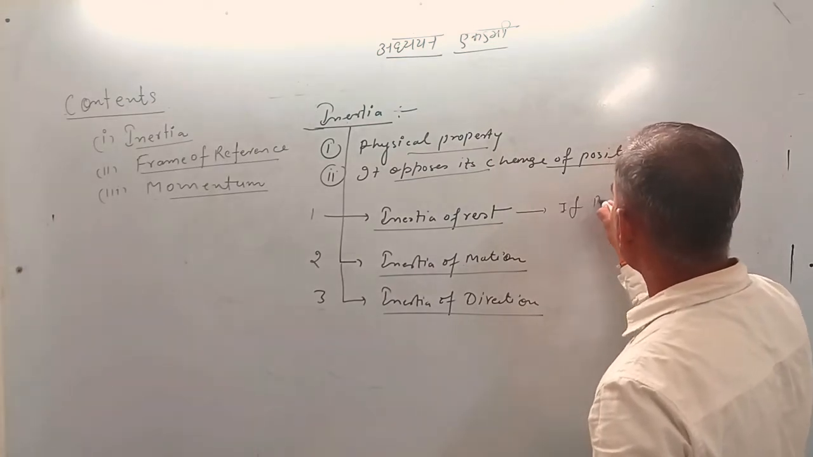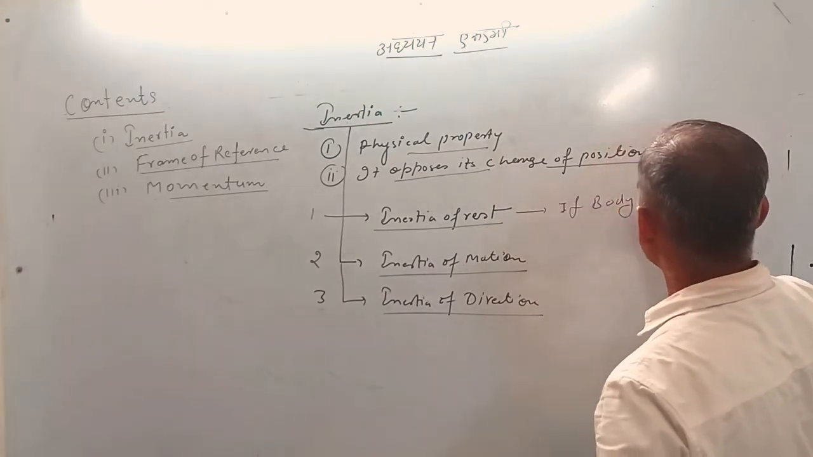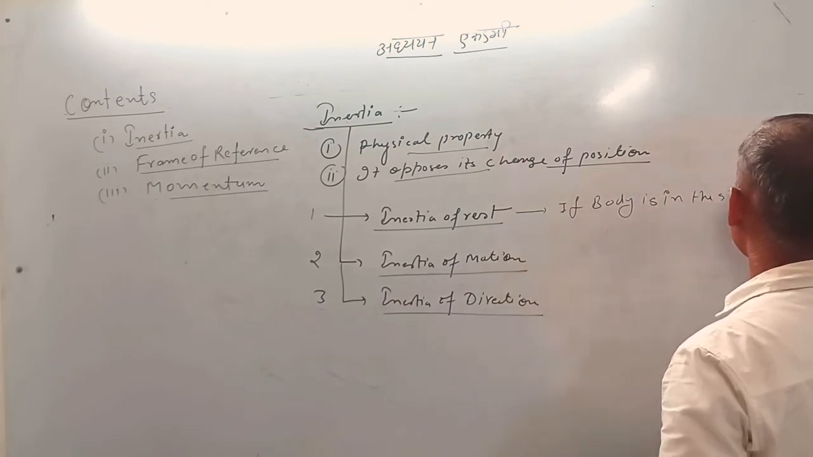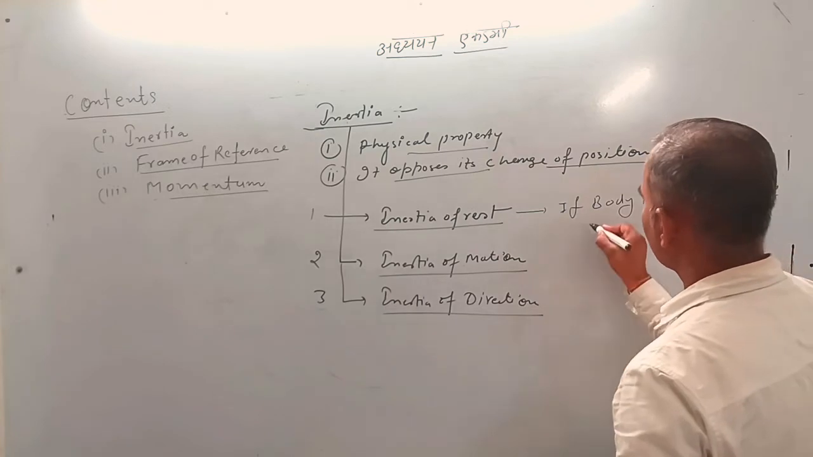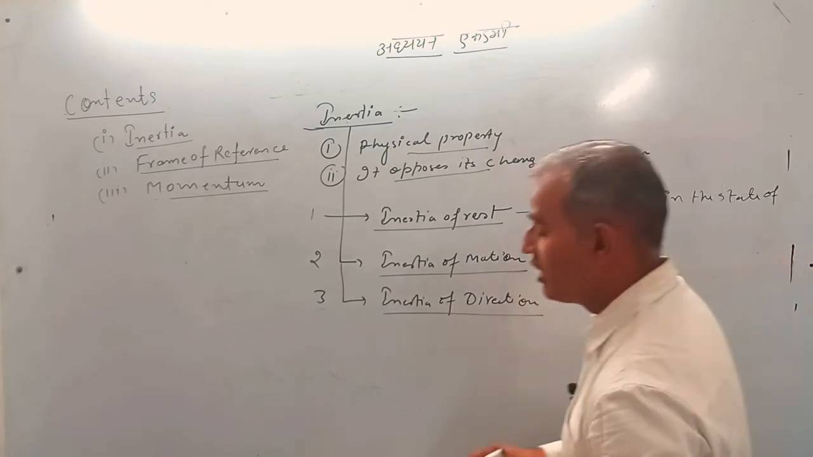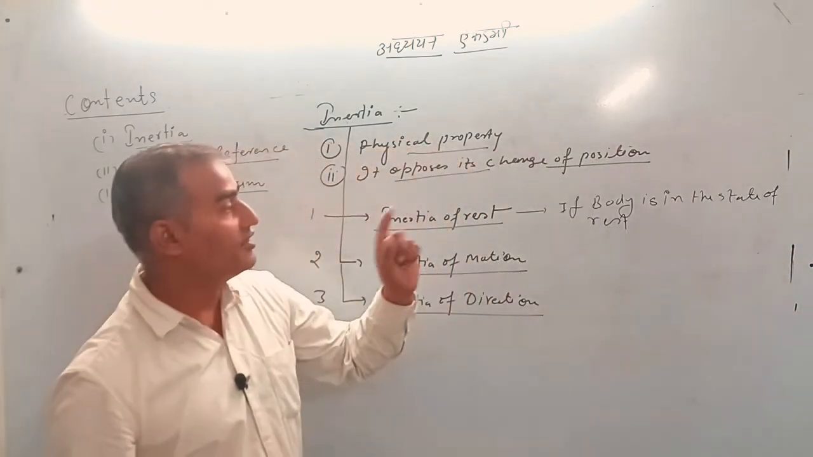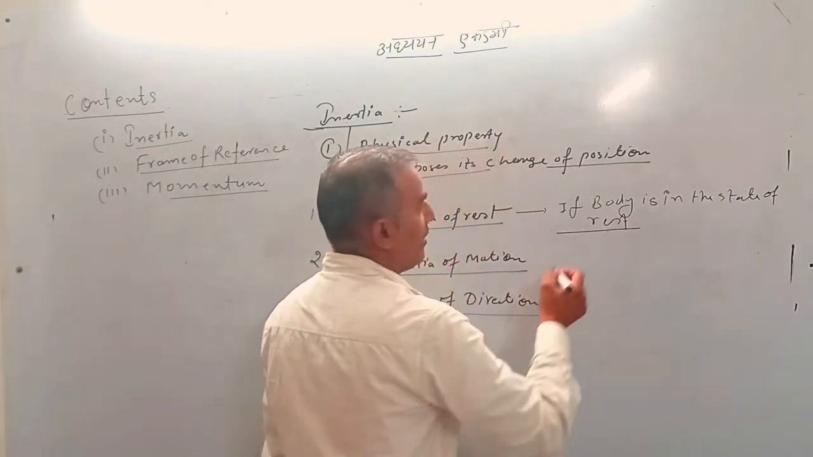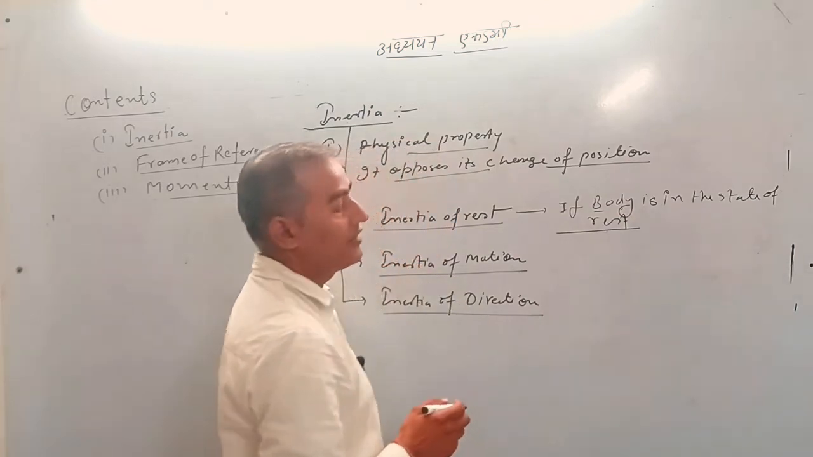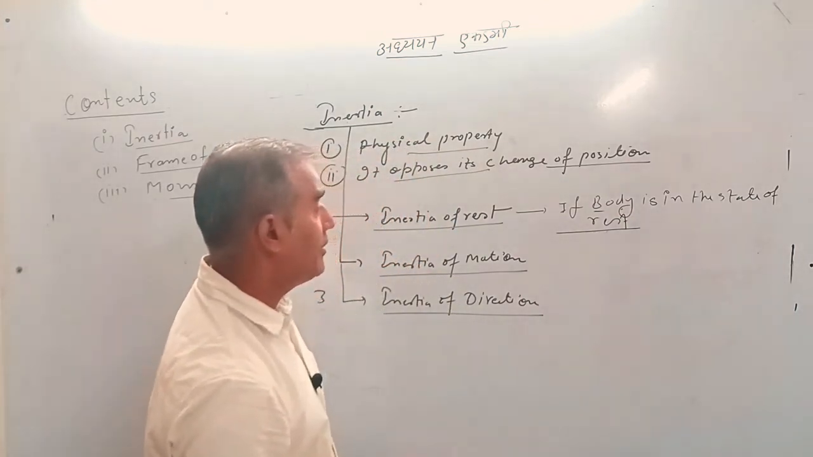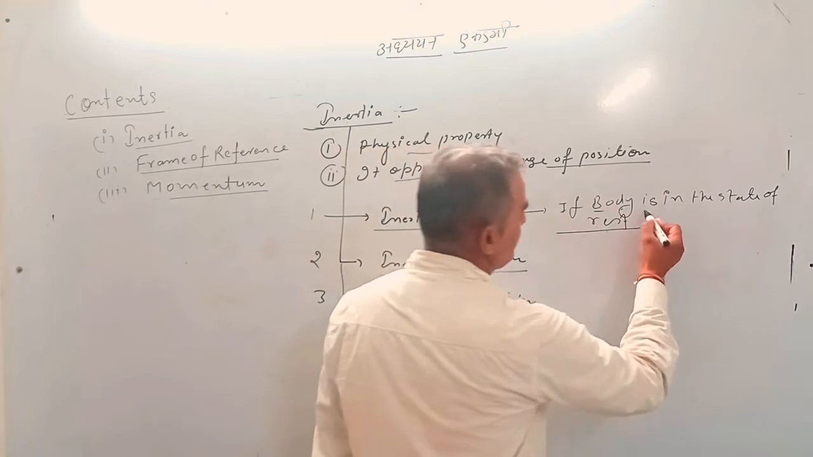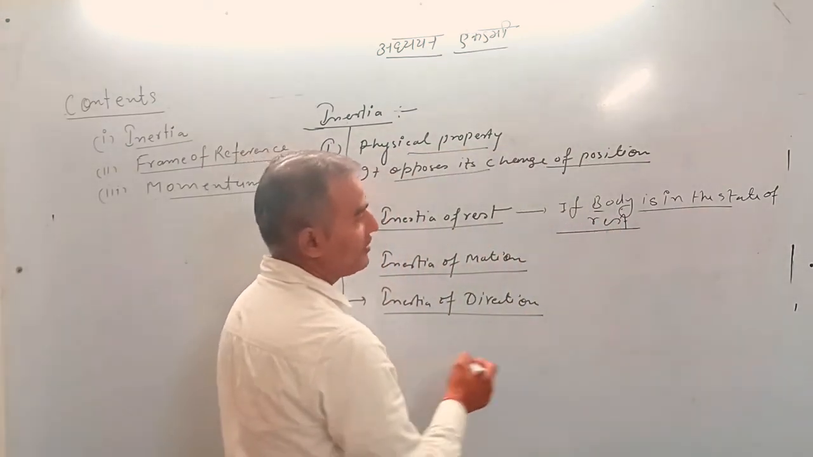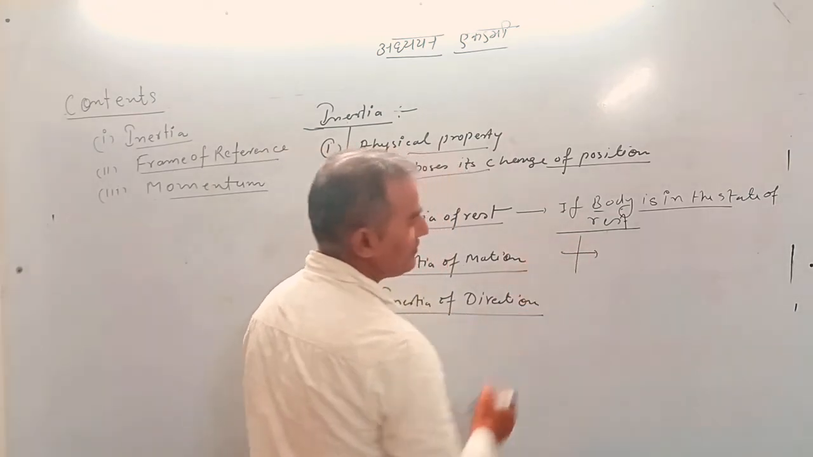If a body is in the state of rest, then this is the inertia of rest. And if we change its position, then it opposes. Inertia of rest. Example क्या है inertia of rest?